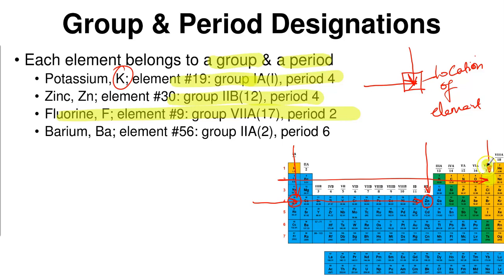This is group 17. And then barium, on the other hand, is element number 56. Let me use the circle. This is barium. Barium is number 56, and it's located in group 2. This is it here, group 2A, or normal group 2. And then period 6, where it meets. So every element has a group and a period in which it is located, and that's easy once you use your periodic table.